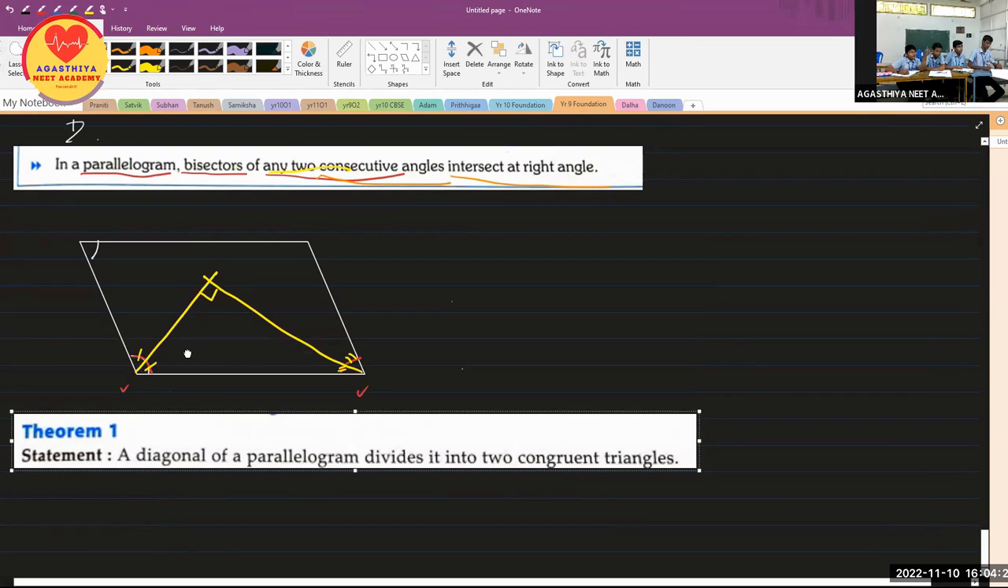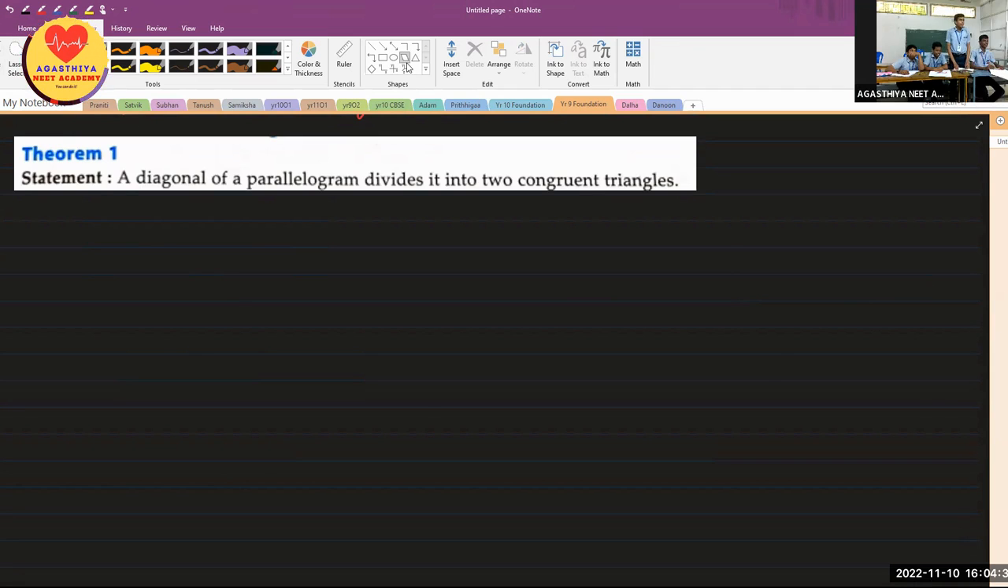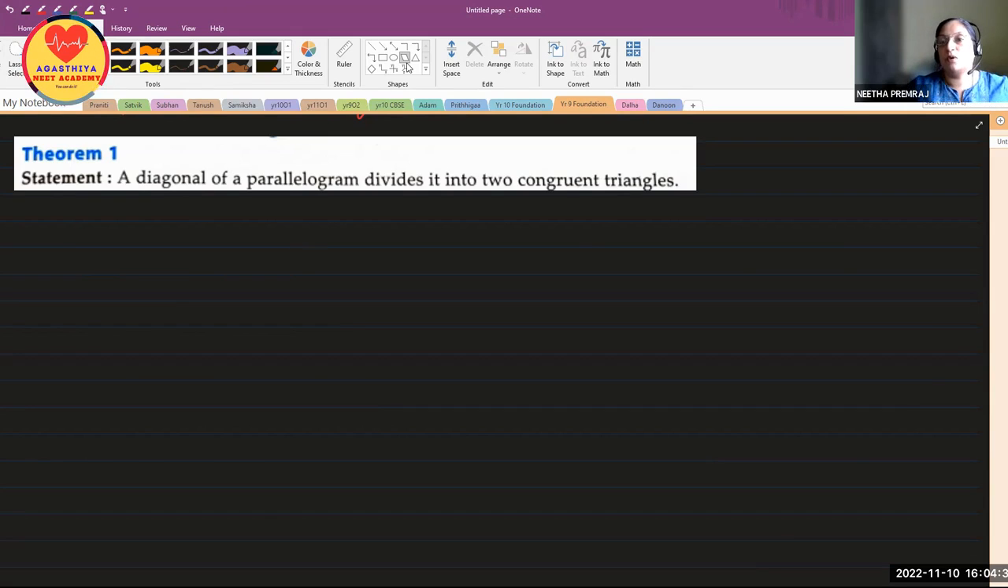Now, anyone, please read the statement. What is written in theorem 1? A diagonal of a parallelogram divides it into congruent triangles. So, can you explain what it says? What does it say?